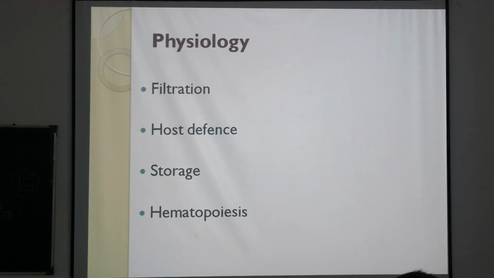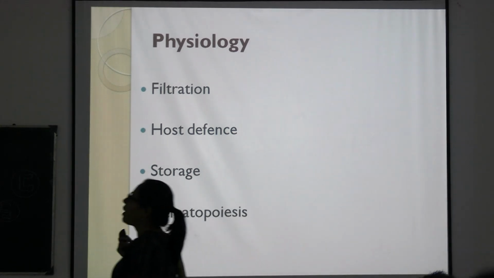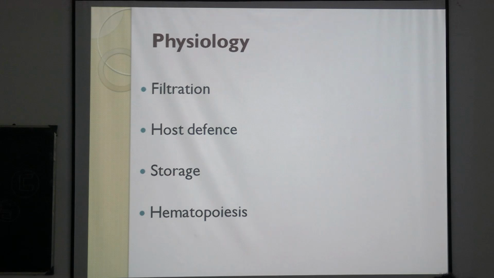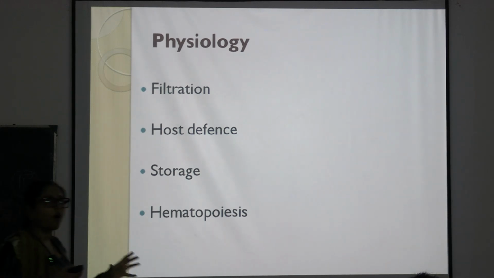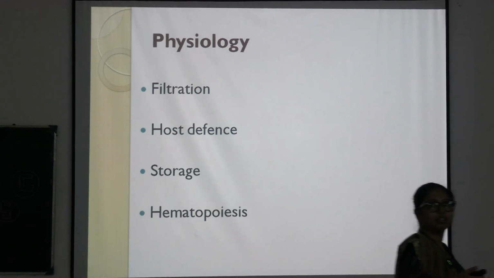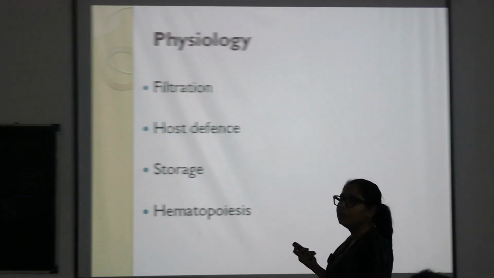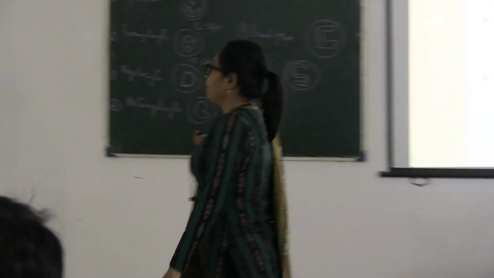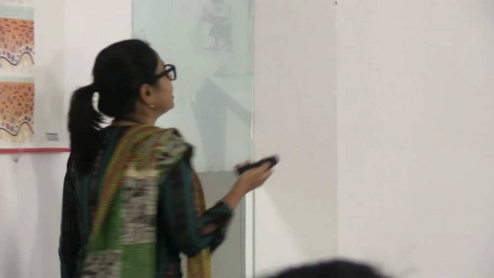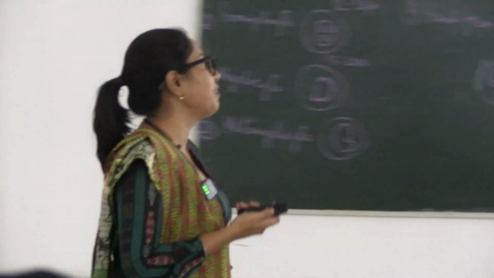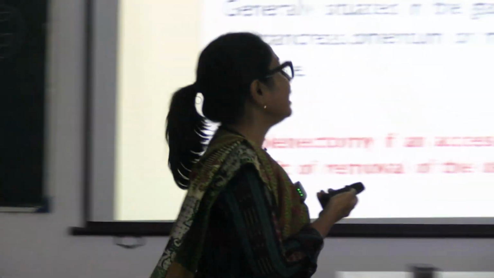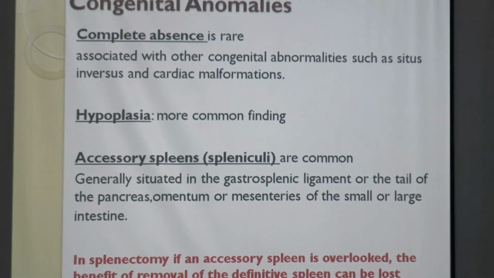So what are the main functions? Filtration you already know. Host defense. Why? Because what is the spleen made of? Red pulp and white pulp, right? So white pulp has what? Immune cells. White pulp has lymphocytes, right? It is formed of lymphoid follicles, it has lymphocytes, so definitely host defense. Then extramedullary hematopoiesis also can happen.